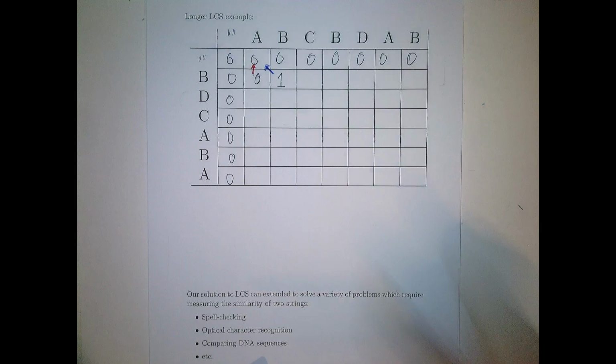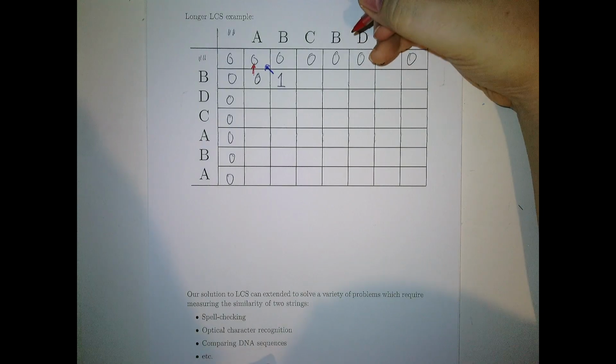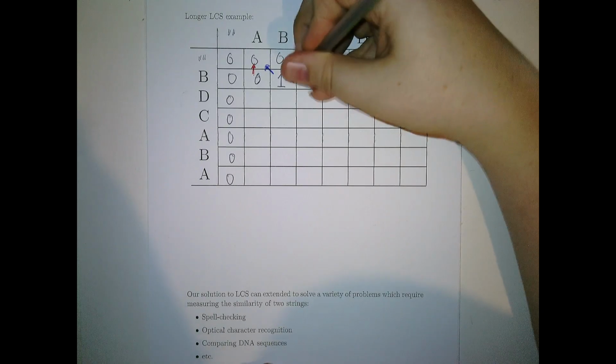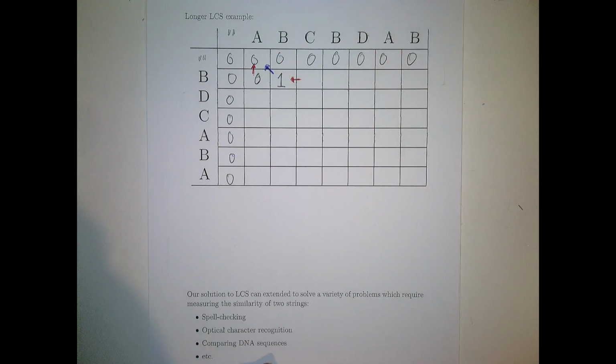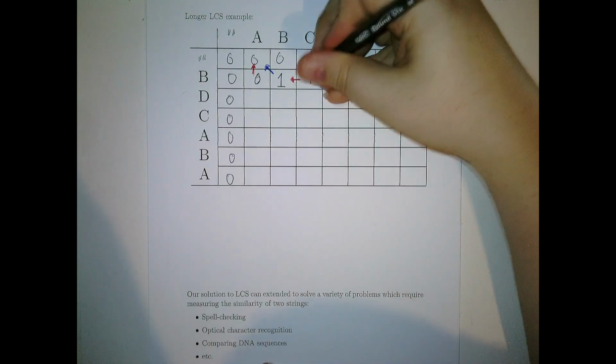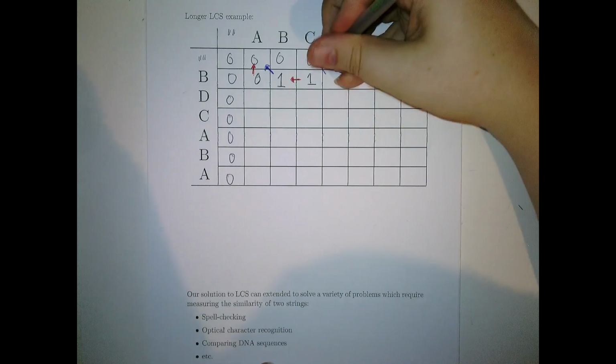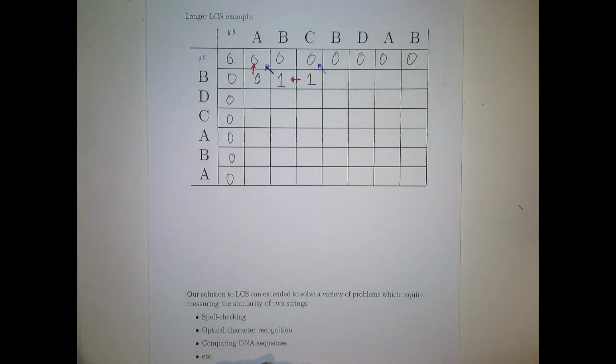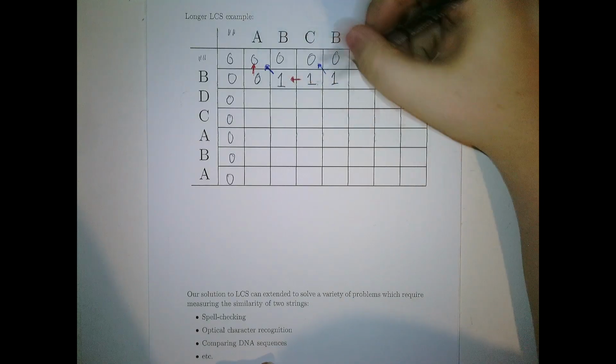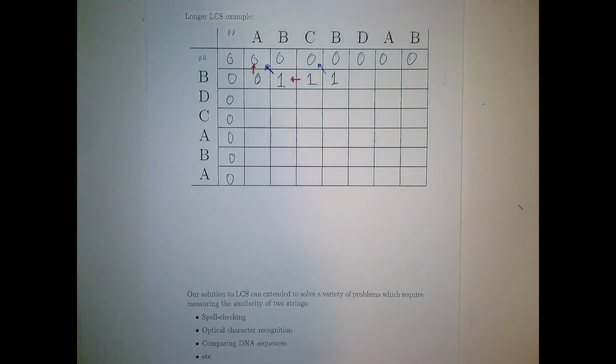Then we have B and C. These do not match. But in this case, the max, they're not tied, so we do want to take the left as our max. Right? So we propagate that guy. Then we have B versus B. Oh, it's another match, and so we can actually match these guys. It looks weird because we're not continuing this chain. We're sort of branching off, but that's what the rules say. And we're going to follow the rules.